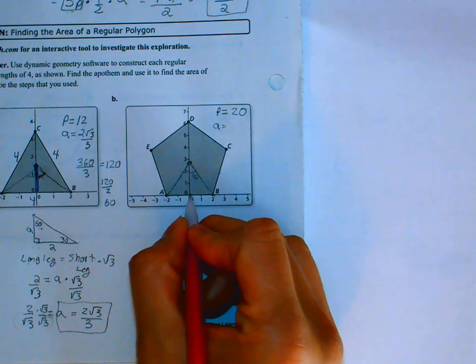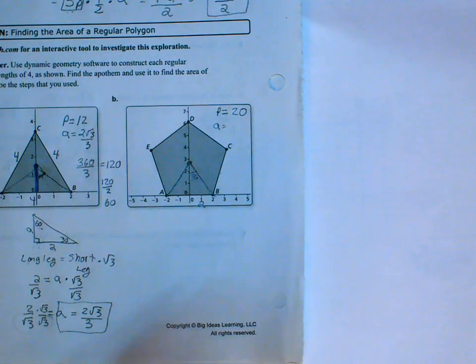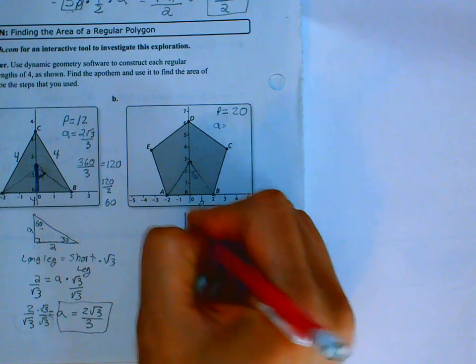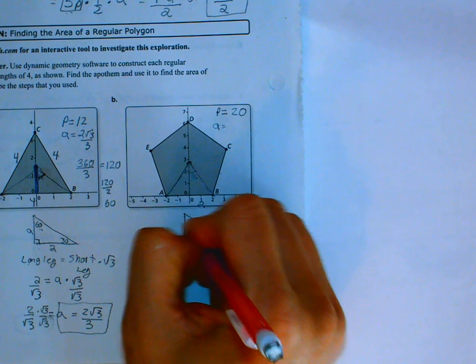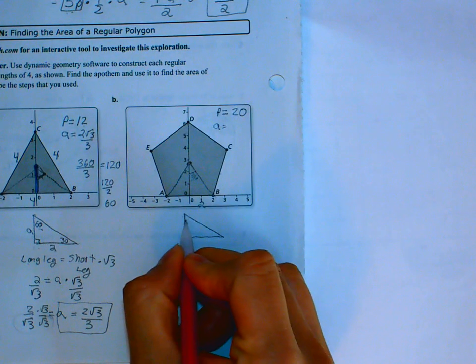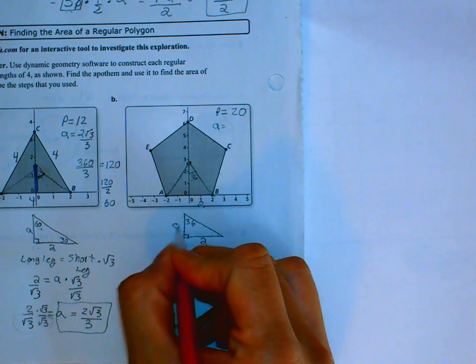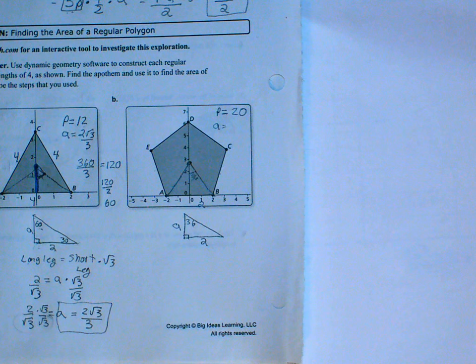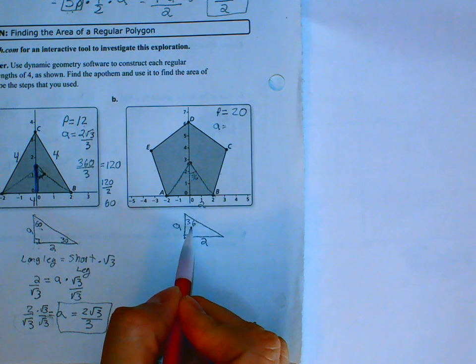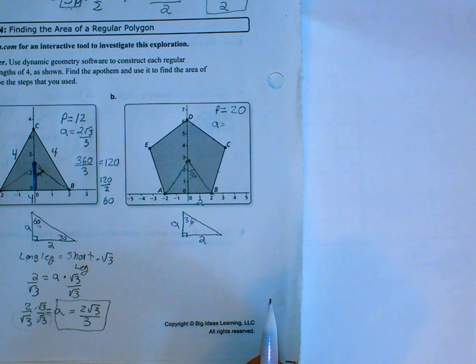Now the length from here to here is 2. It always helps if you redraw the triangle without all the other stuff. So this degree here is 36. This is 2, and I'm looking for the apothem. Remember, the apothem is the distance from the center perpendicular to one of the sides. Now, noticing that this angle is not 30, 60, or 90, that means that I cannot use a special right triangle. I have to use a trigonometric ratio.